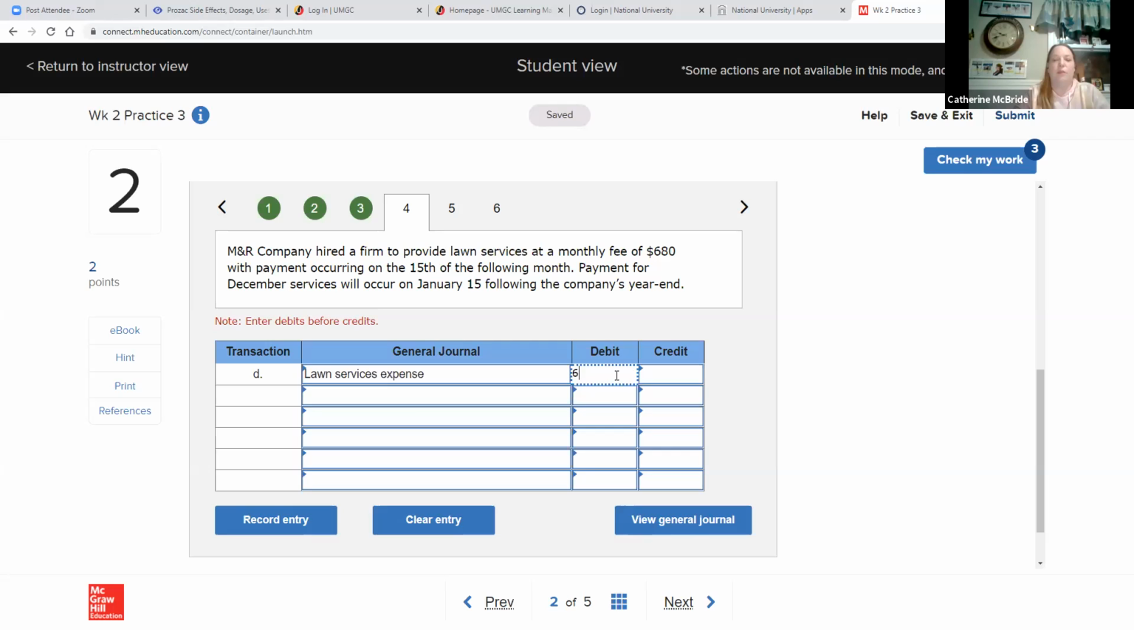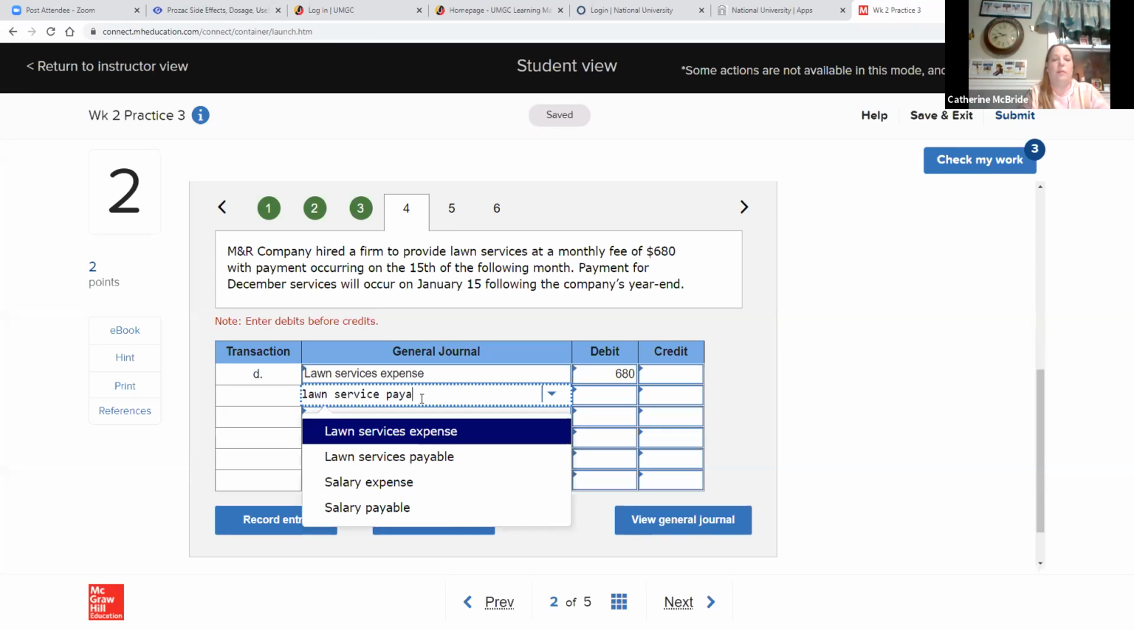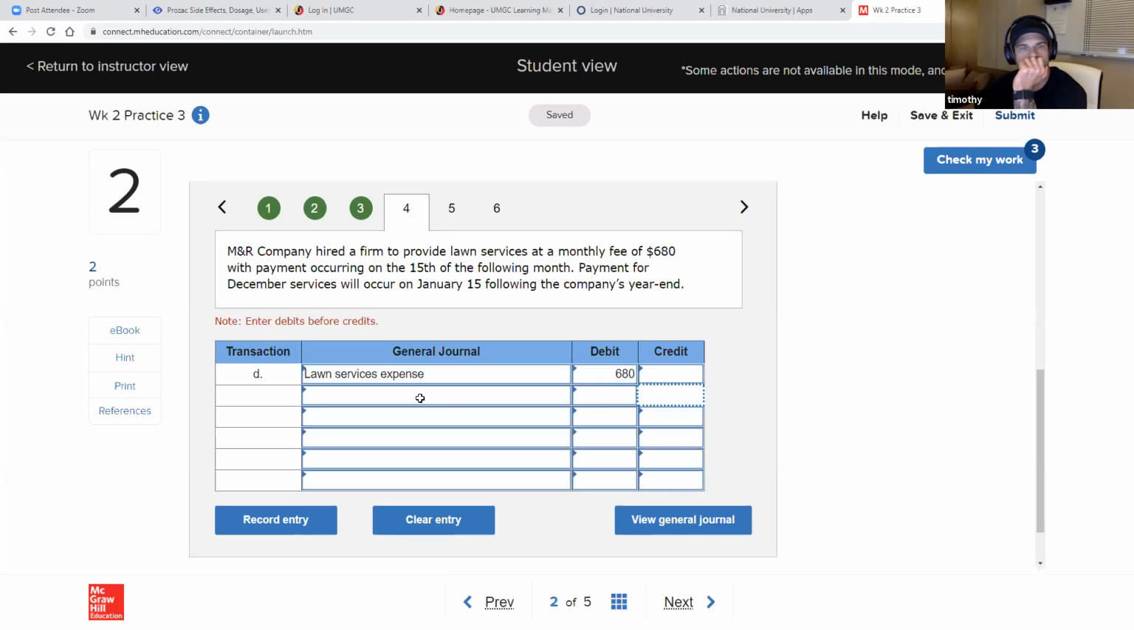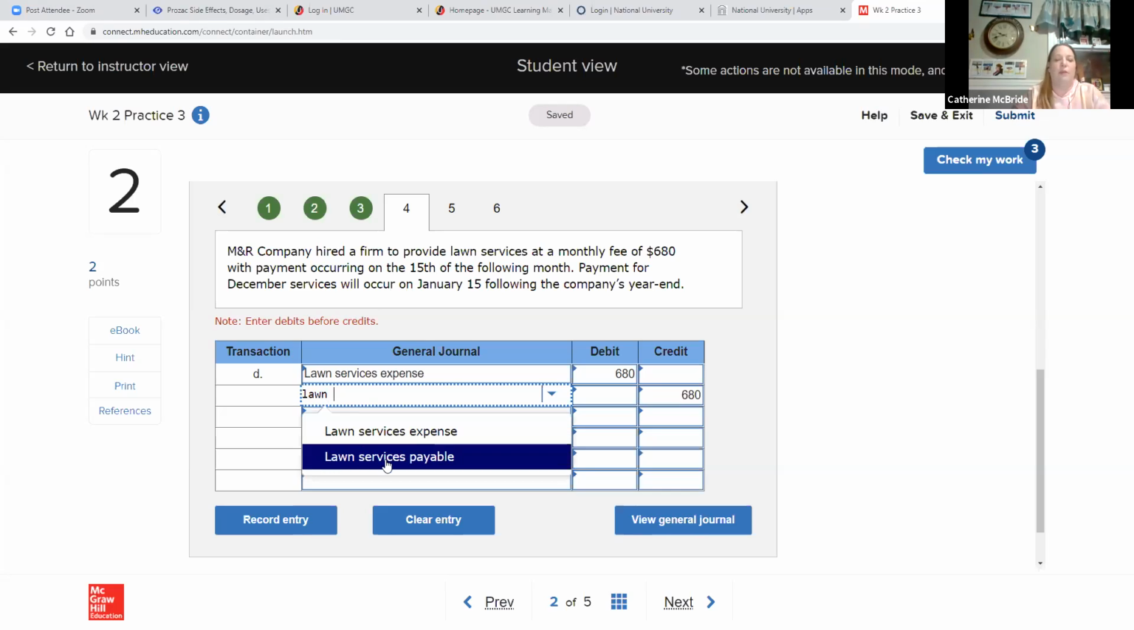So we have our expense of $680. And we don't pay it now. So we have our lawn service payable of $680. All right, are we good here? Yep.